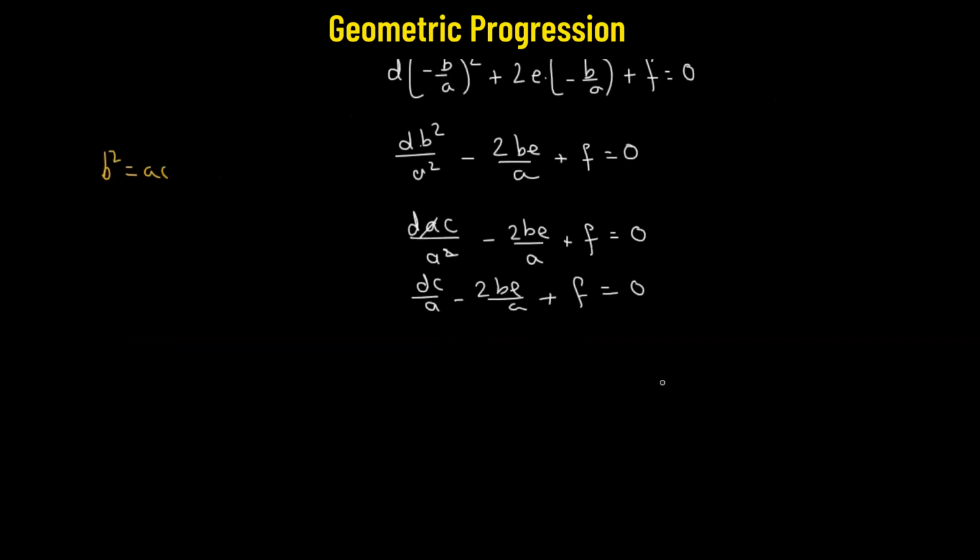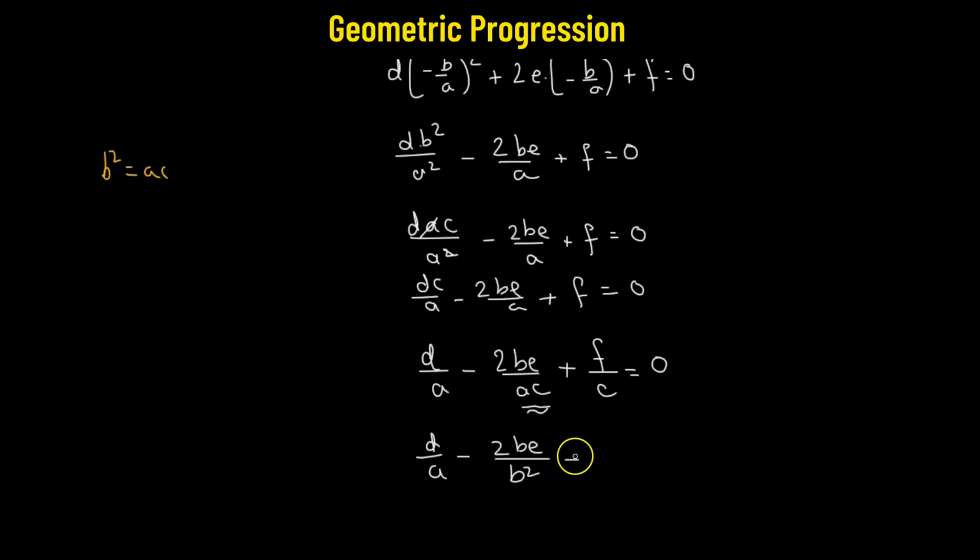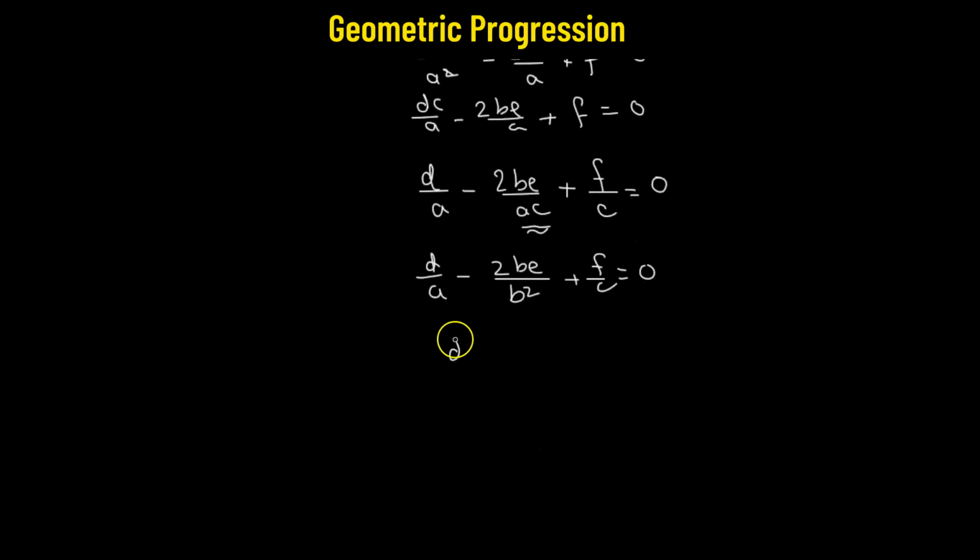Let's divide throughout by c. That means we're dividing each term by c. We're going to get d over a minus 2be over ac plus f over c equals 0. Now we're going to replace this value of ac with b squared. So we have d over a minus 2be divided by b squared plus f over c equals 0. Rewriting this equation, we have d over a minus 2e over b plus f over c equals 0, or simply 2e over b is equal to d over a plus f over c.